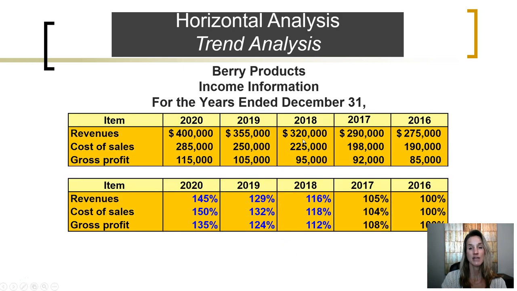Expanding the analysis to the next year, revenues of 320,000 divided by the base year of 275. Percentage change in 2018 over 2016 was 116%. Cost of sales, 225,000 divided by the base year of 190. Percentage change of 118%. Again, we are calculating a percent change by taking the current year, dividing by the base year amount. Another way of identifying positive or negative trends for a corporation.